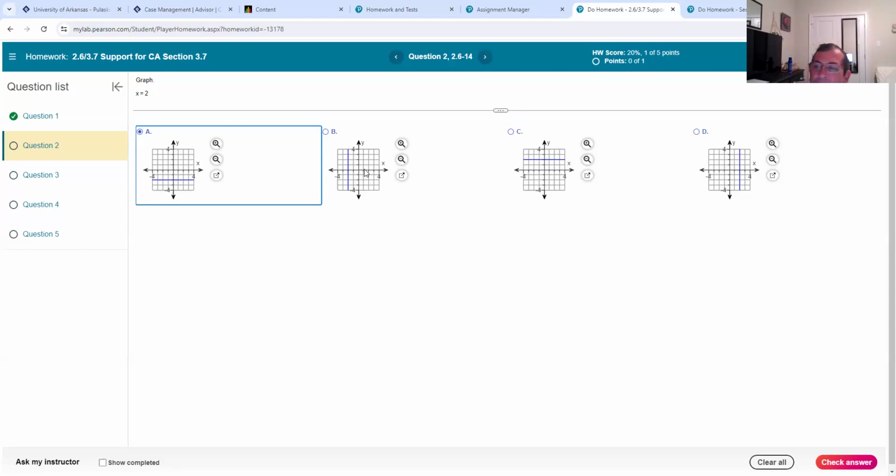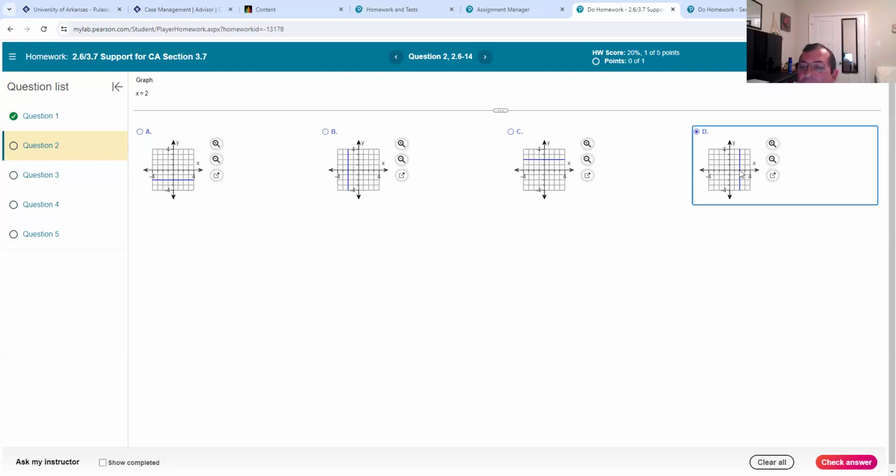So let me look at B here. Looks like B is at -2 over here. So it's not B. So let me look at D. And y'all, if you look at D, that vertical line is crossing at 2 on the x-axis. So we would go with D on that one, okay? And check your answer.